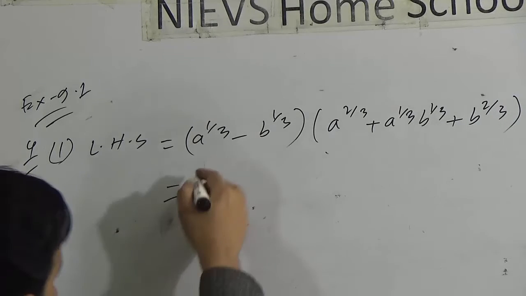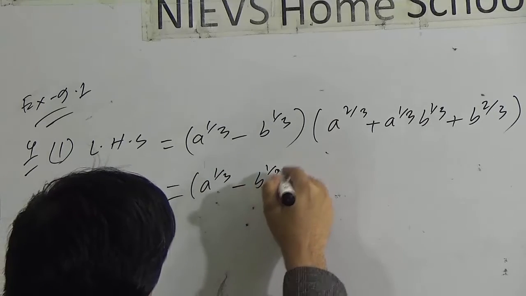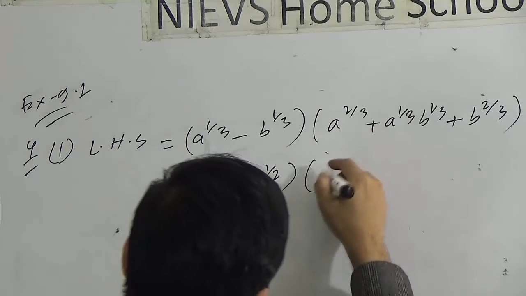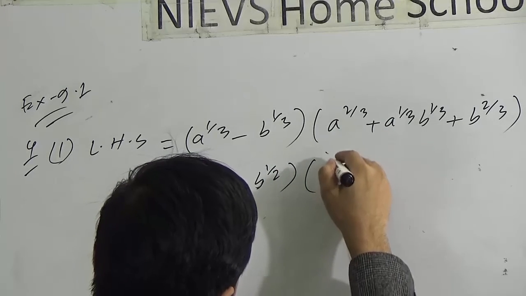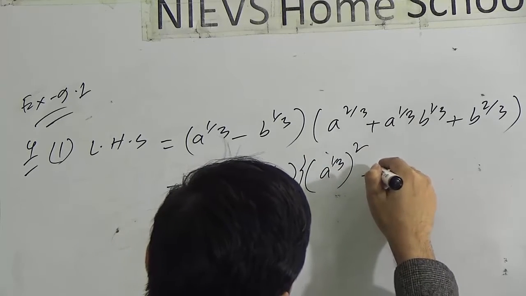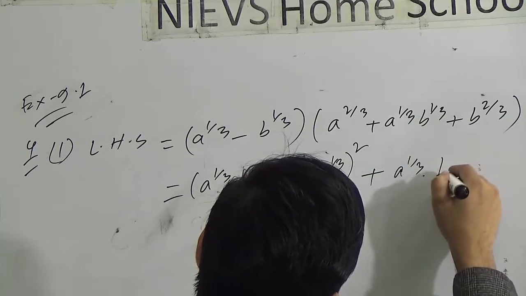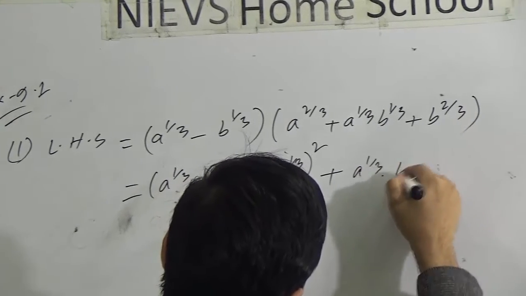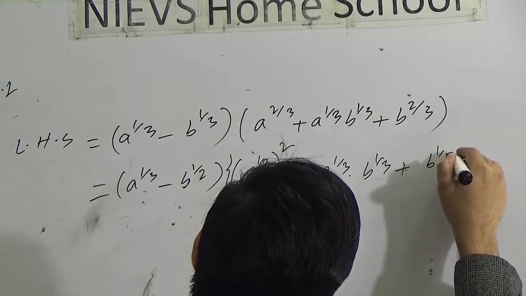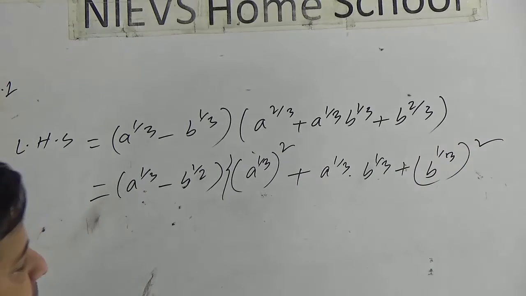Dear students, now if you notice here, a to the power 1 by 3 minus b to the power 1 by 3, we can't do anything here. But you can apply the formula in the next portion. We can write this as a to the power 1 by 3 whole squared, plus a to the power 1 by 3 into b to the power 1 by 3, plus b to the power 1 by 3 whole squared. We can write b to the power 2 by 3 as b to the power 1 by 3 whole squared.